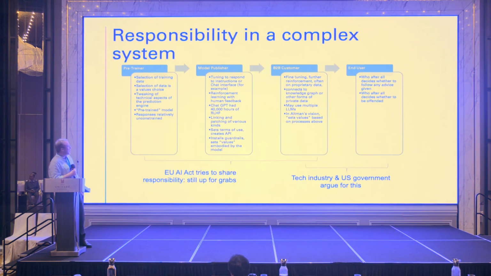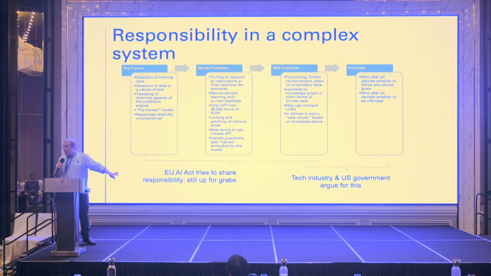So these are the three problems. Who is going to be responsible for what the models say? This is another way of looking at the complex system. I reduced it to 4, right? But we have the pre-trainer, the model publisher, the B2B customer, and the end user.